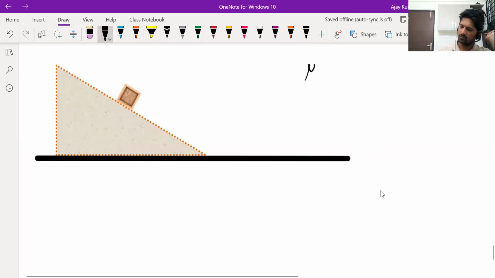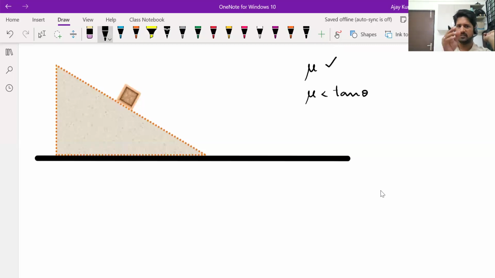So let's say friction coefficient mu is given to you and mu value is less than tan theta. So if the wedge does not accelerate, the block cannot stay there. It will slide off. Friction won't be enough. So some minimum acceleration should be there for the wedge such that the block does not slide down. That is what you have to calculate.